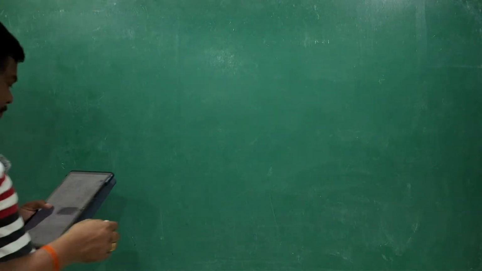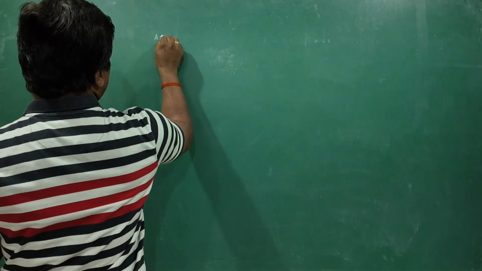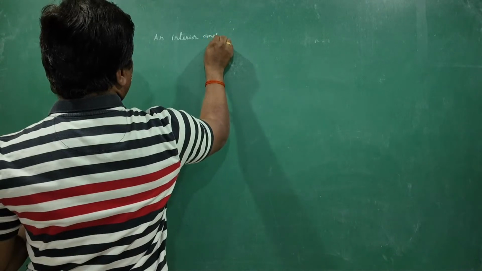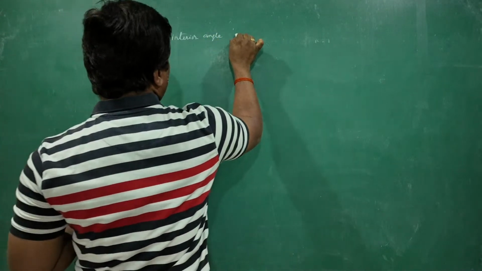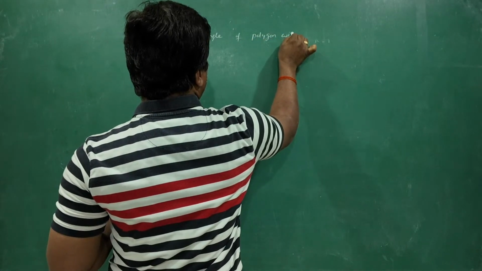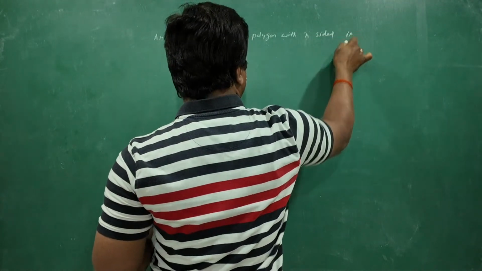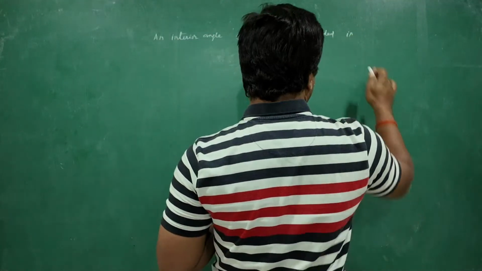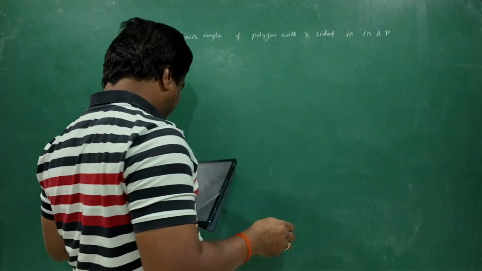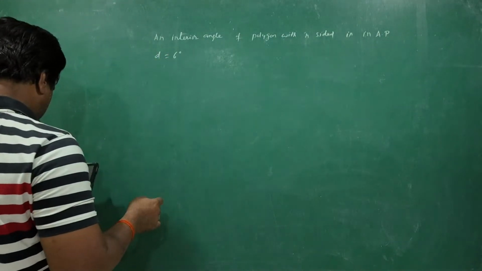The interior angles of a polygon with n sides are in AP. The question is, the interior angles of a polygon with n sides are in arithmetic progression, with common difference d given as 6 degrees.